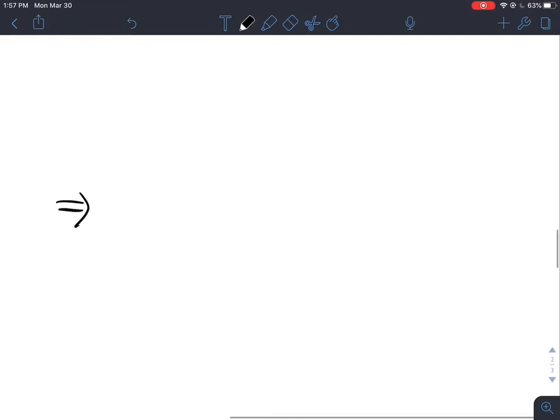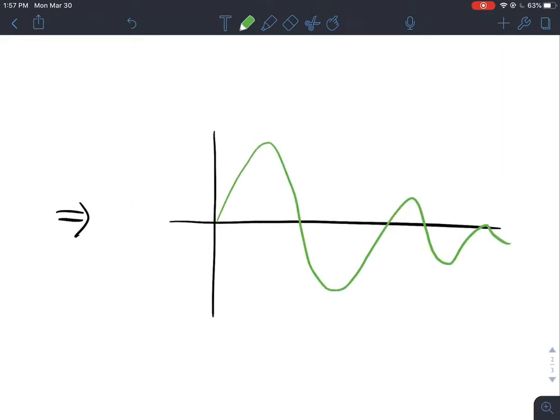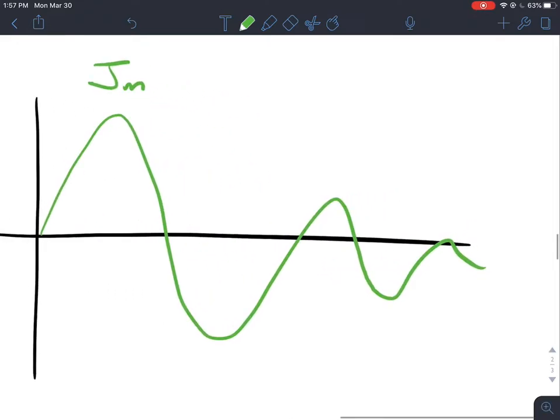I'm going to draw a fresh graph of the Bessel function J_m, and let's just do some random J_m. Notice that J_m has various zeros. This could be the first zero of J_m, which I'm going to denote by z1, the second zero of J_m, z2, third zero, z3, fourth zero, z4, fifth zero, z5, on to z_n.